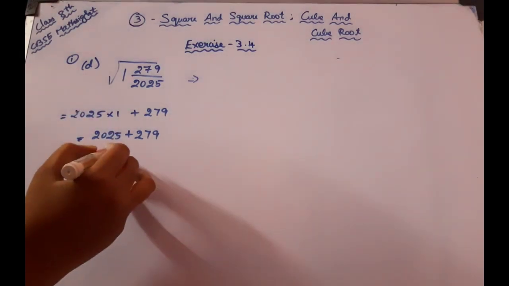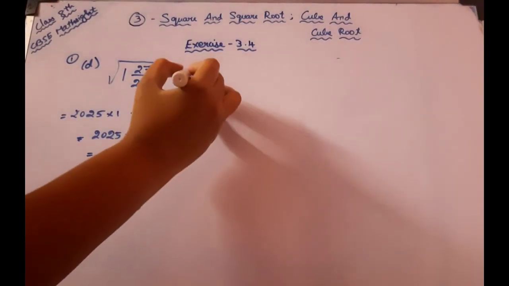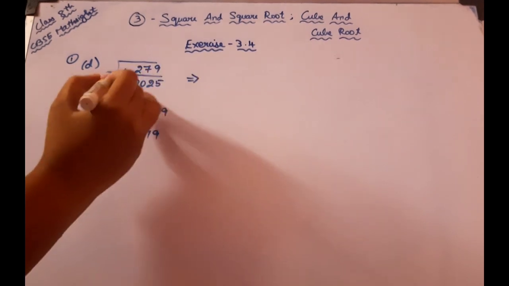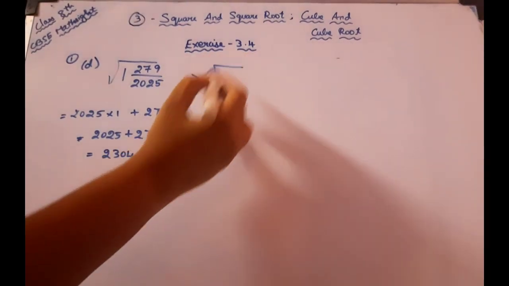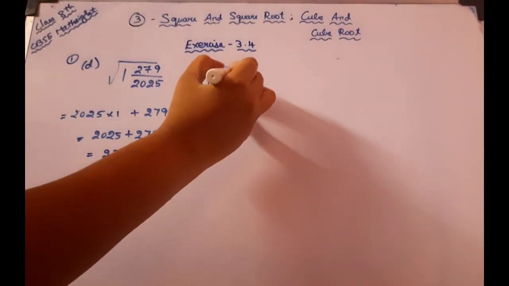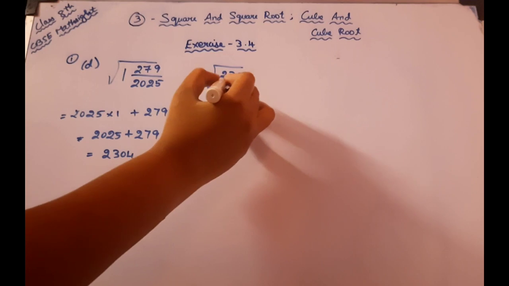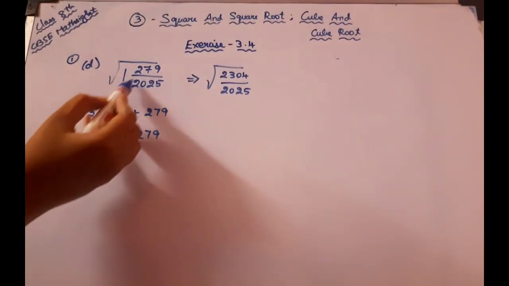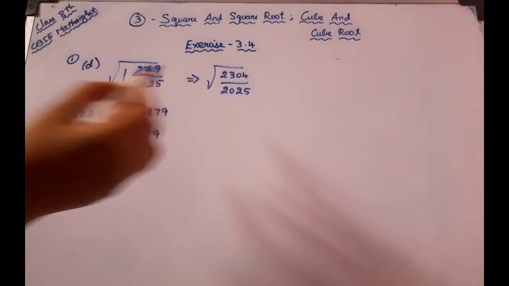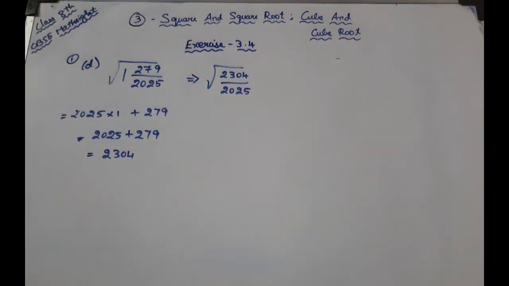2304. So this can be written as 1 and 279 by 2025, which can be written as square root of 2304 by 2025. So we are converting this mixed fraction, 3 numbers, into a fraction of 2 numbers.